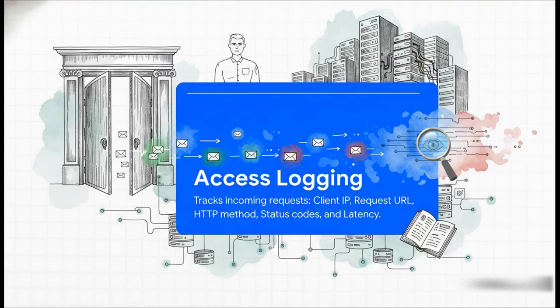So let's meet your system's digital bouncer, access logging. Every single request that even thinks about knocking on your system's door gets recorded right here. Your load balancers, your API gateways, they're all keeping a super detailed list: the IP address, the URL they wanted, and whether they got a welcome in or an access denied. This stuff is absolutely indispensable for seeing traffic patterns and spotting any weird activity.